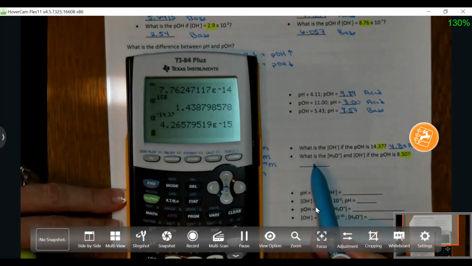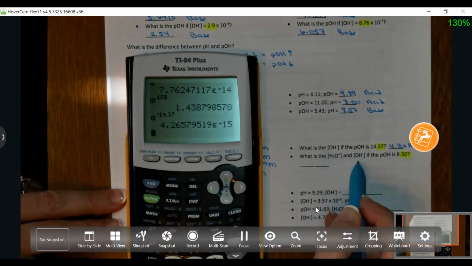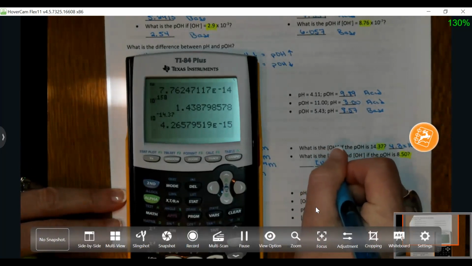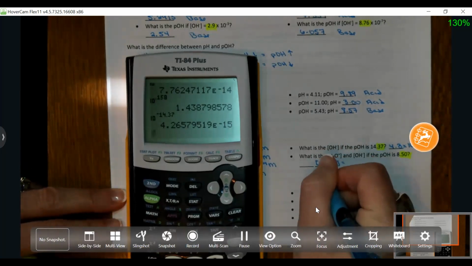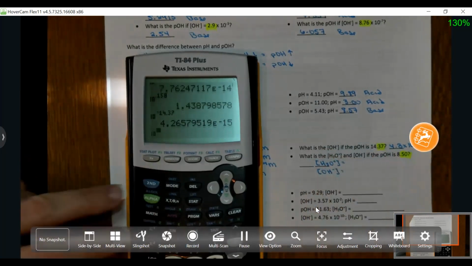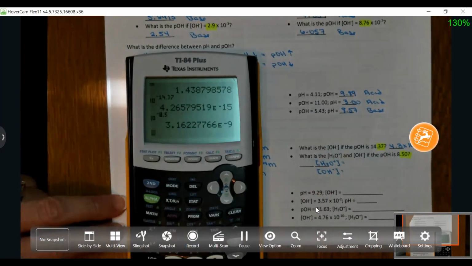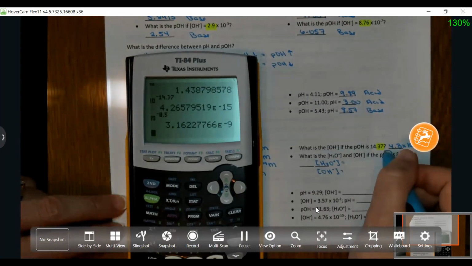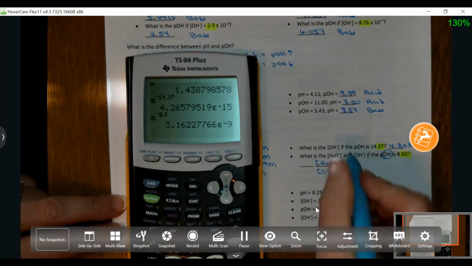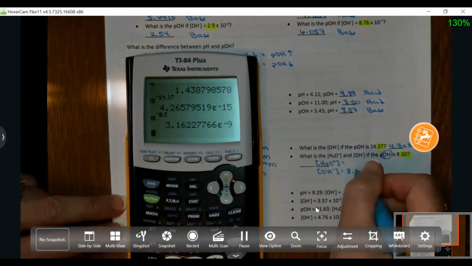Now this time I'm going to be trying to find the hydronium ion concentration and the hydroxide ion concentration. So let me just write these both here. Hydronium ions and hydroxide ions. Now if I take my 10 to the negative 8.5, is that going to give me hydrogen ions or hydroxide ions? Well, because this is talking about the pOH, this is going to give me my hydroxide ion concentration. So my answer for the hydroxide ion would be 3.2 times 10 to the negative 9.